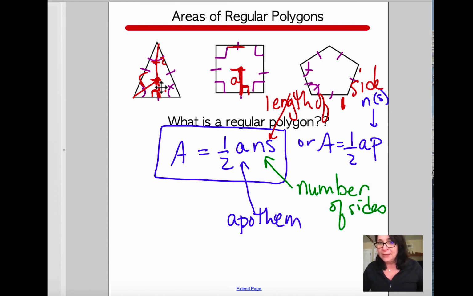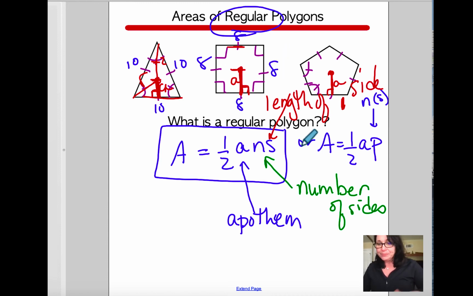That's your little a. That's your a value right there. And in a pentagon, again, it comes straight down, perpendicular with the base. That's my apothem. Now, the number of sides, you would just count 1, 2, 3, 1, 2, 3, 4, 1, 2, 3, 4, 5. And the length of the sides, keep in mind, because they are regular polygons, all the sides and all the angles are congruent. So that means if this was 10, that's 10, that's 10. If this is 8, that's 8, that's 8, that's 8, etc.